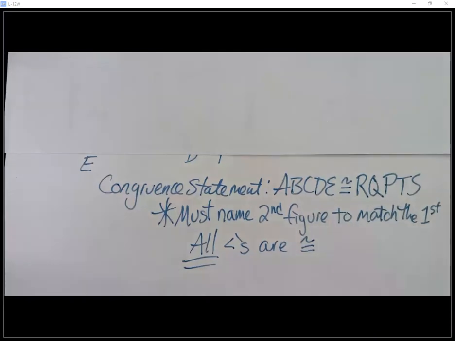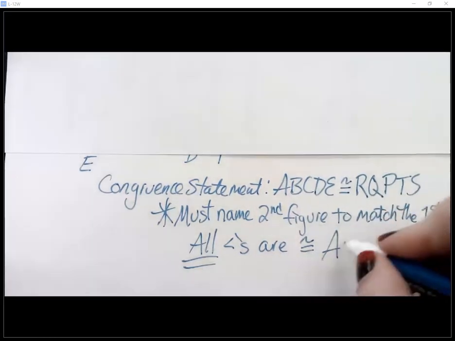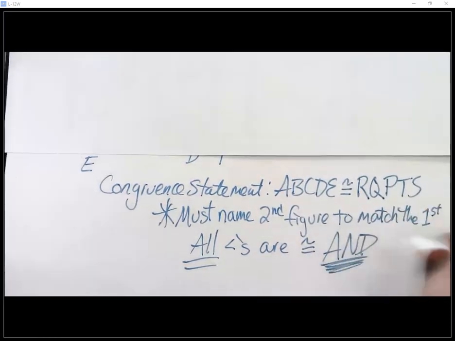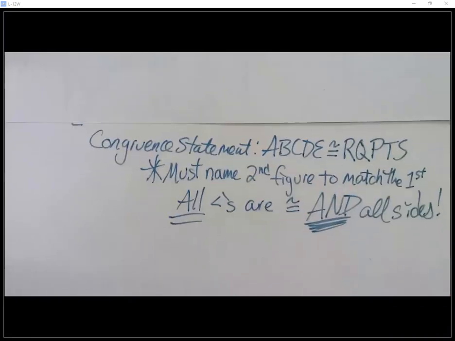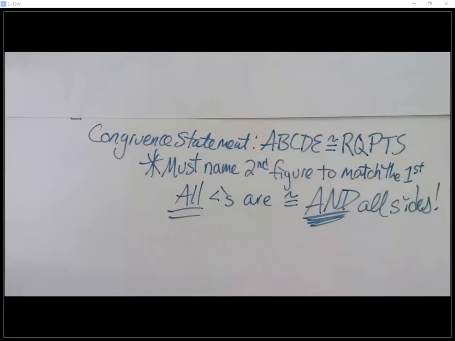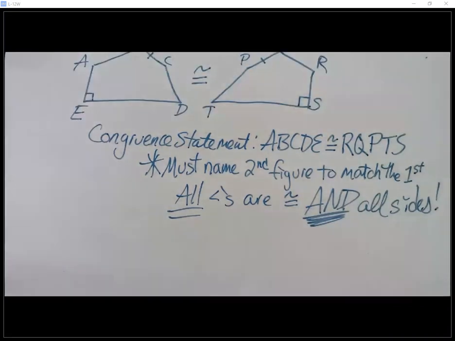My goodness. Is it Black Friday? Because I feel like I'm getting all the deals. You are. All angles are congruent and all sides. That is, oh my gosh. So if you are given a statement where they tell you the figures are congruent, you have all this information. Wow, what a big help. I know.